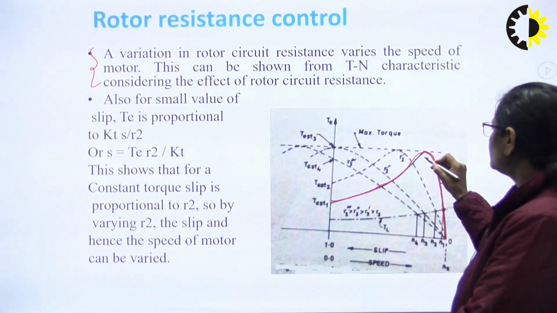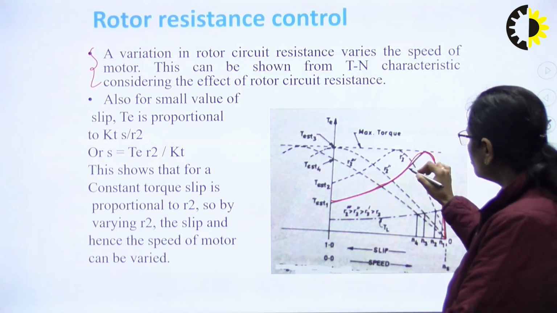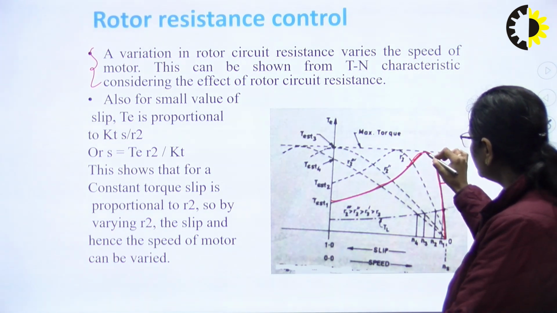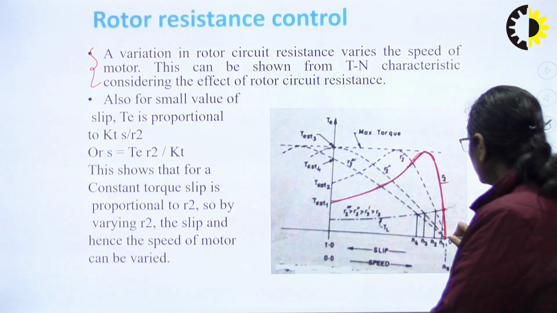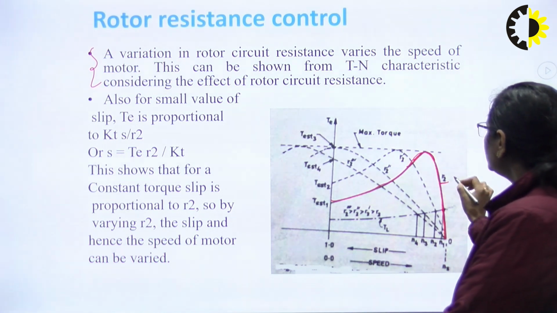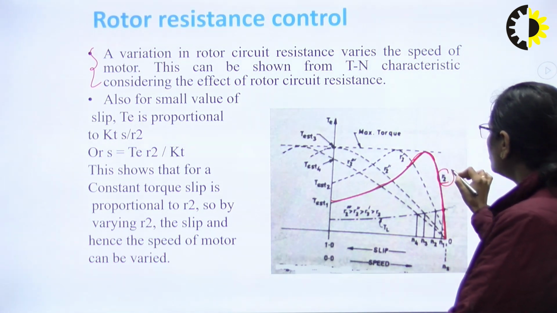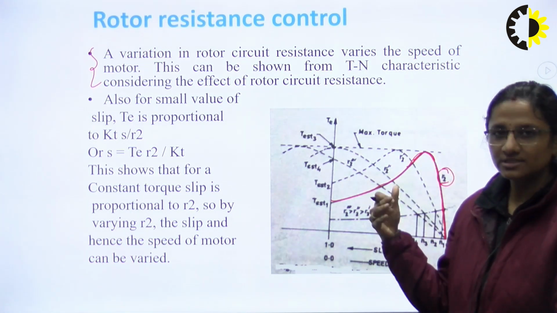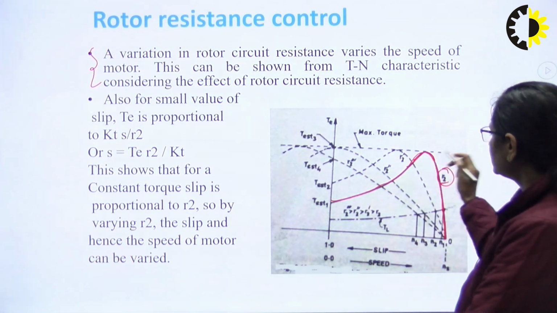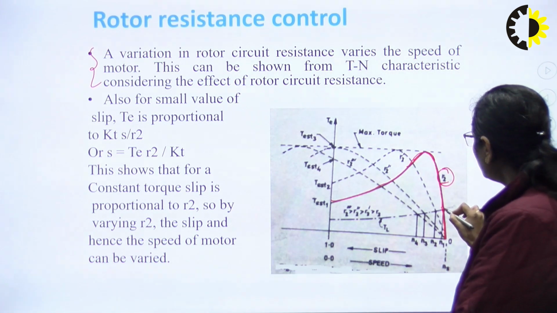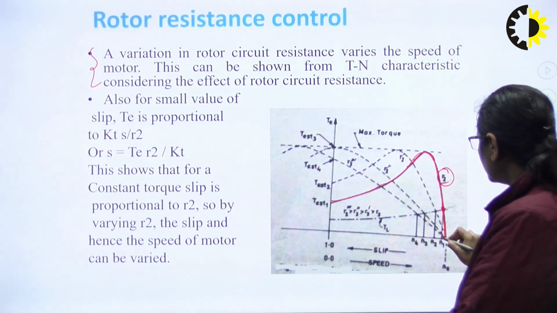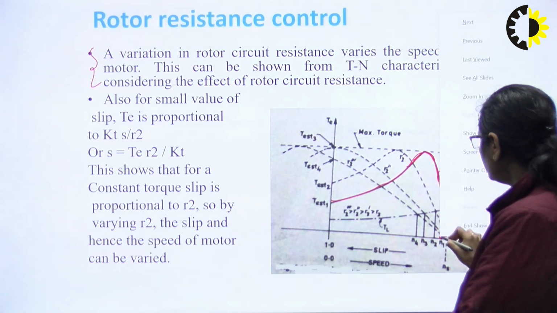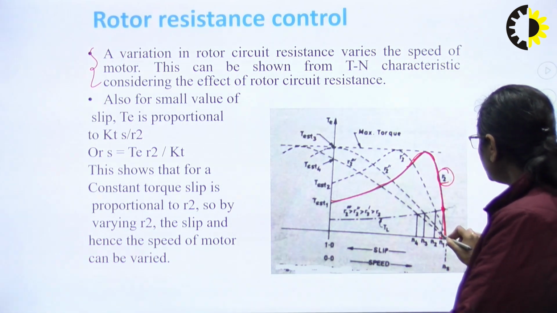So this characteristic, which I have overwritten here with the red pen, is the characteristic without any additional rotor circuit resistance. What we can see here is the operating point, and corresponding to the operating point, the operating speed of the motor is N1.